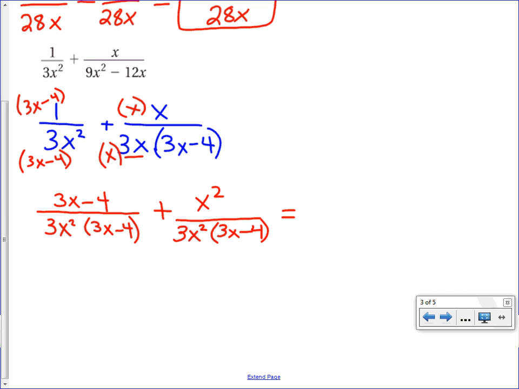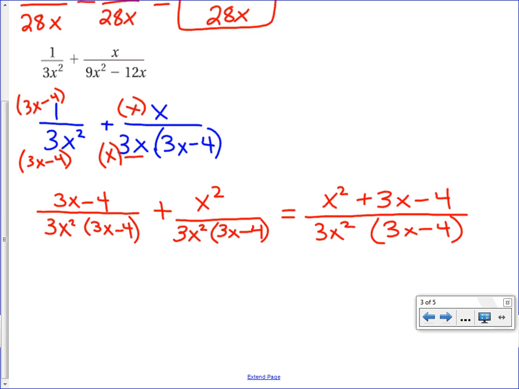Since there's nothing I can combine on the top, there's no like terms, I'm just going to write this in standard form. I have x squared is going to come first. I'm going to add to that a 3x minus 4. On the denominator, I have 3x squared and I have 3x minus 4. You don't need to distribute that on the bottom.